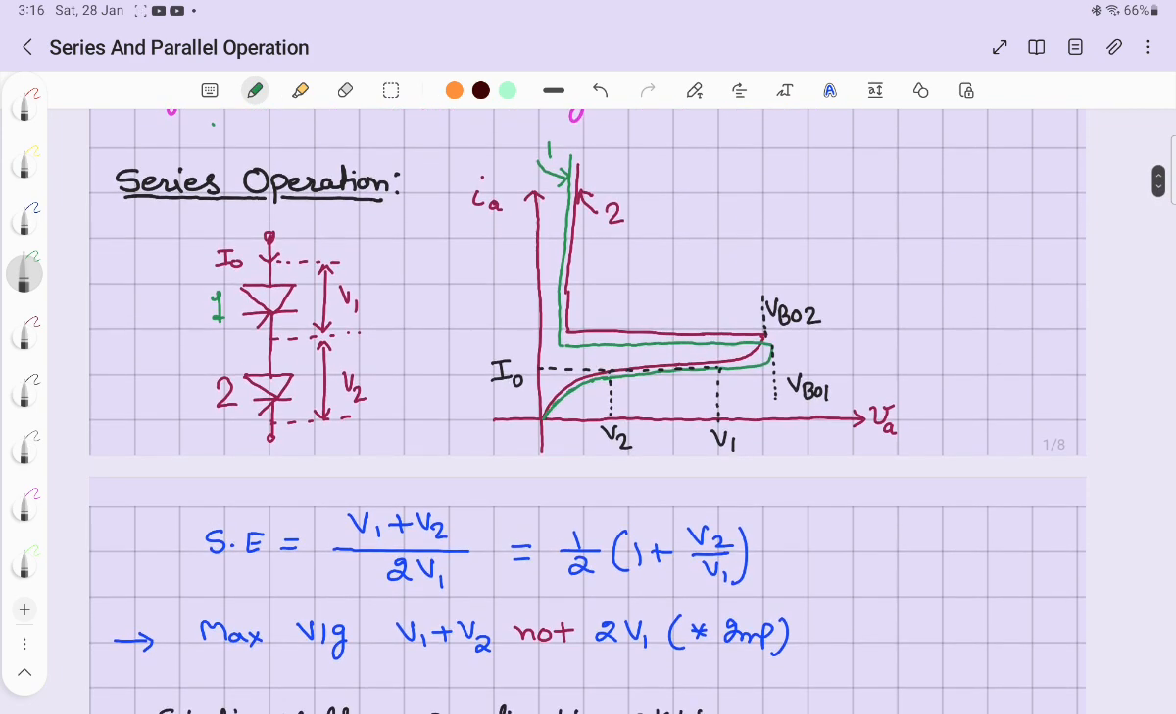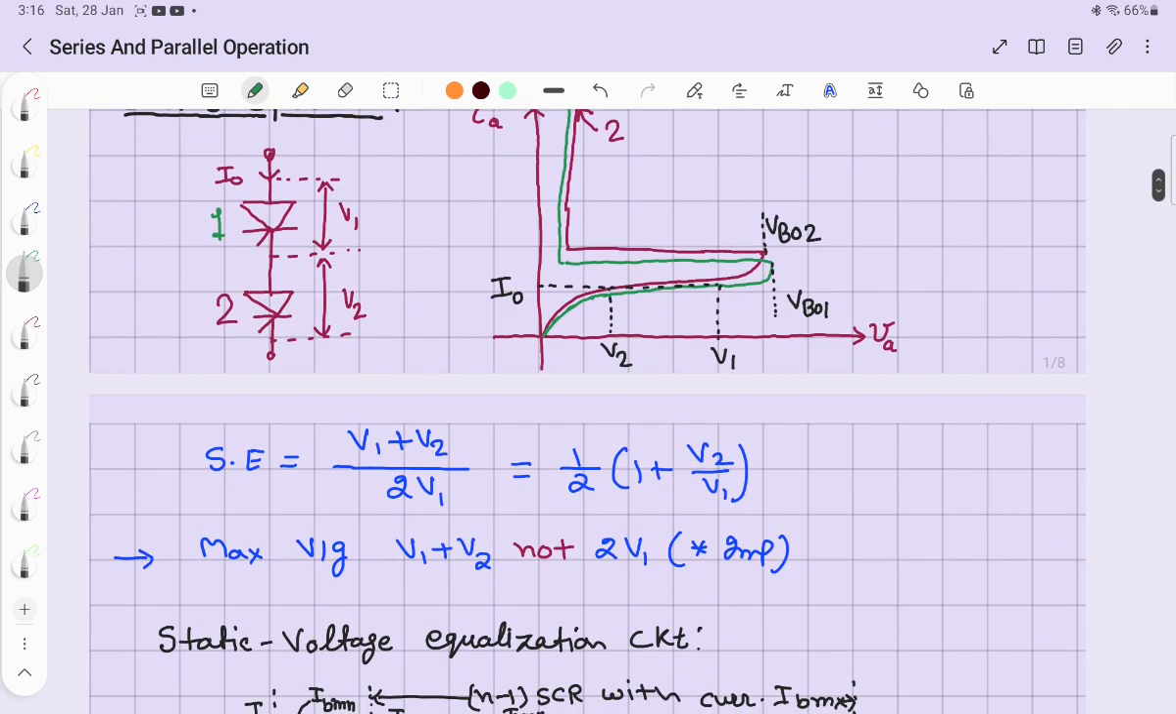So the string efficiency would be V1 plus V2, and it is quite obvious we have the rated SCR rating, let us assume it is Vn, for which each individual SCR is designed. So total there are 2 SCR, so string efficiency would be V1 plus V2 divided by 2Vn. So you can see maximum voltage is V1 plus V2, not 2Vn. That means your SCR are derated, your thyristor 2 is derated. That is the first thing.